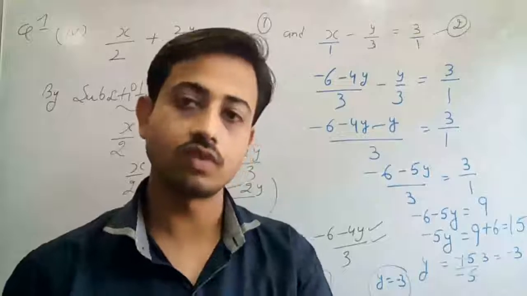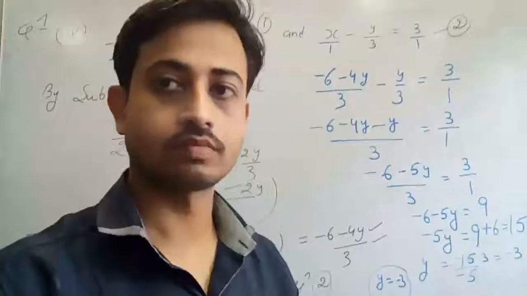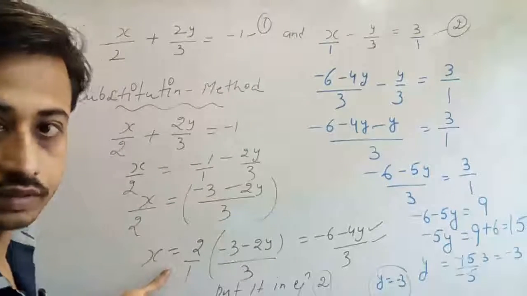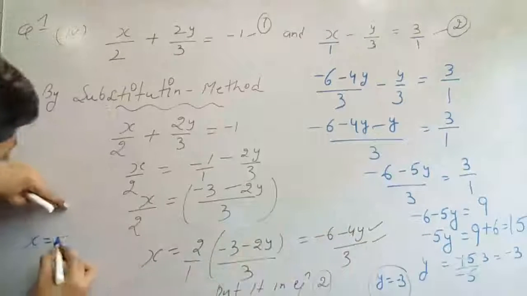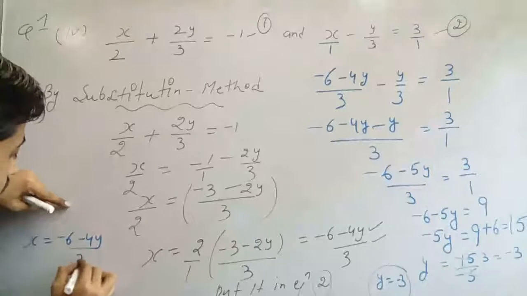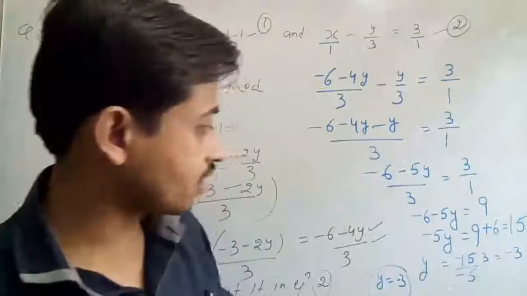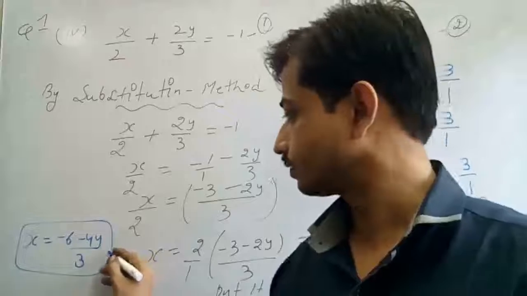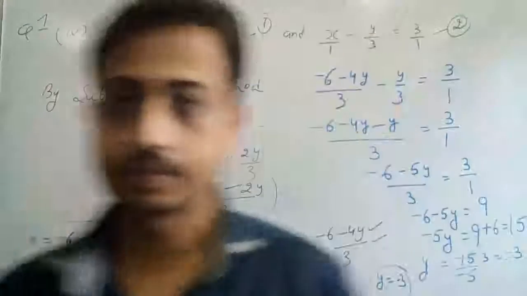So please make a note first, then we have to do the further step. Also make it our third equation. This is our third equation: x is equal to minus 6 minus 4y divided by 3. Now we have to put the value of y is equal to minus 3 in equation number 3. This is equation 3. So please make a note first.